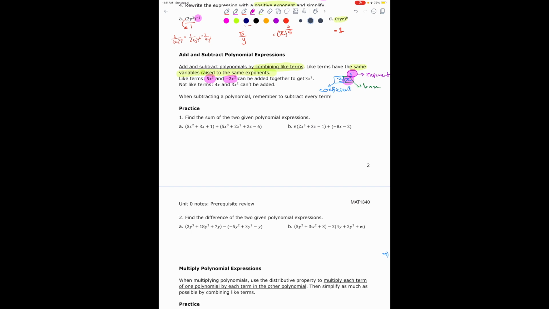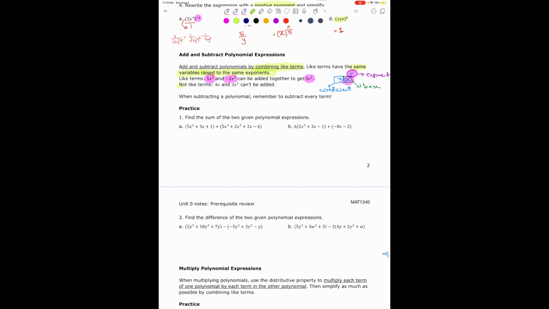So let's apply that here. If you have 5 apples and then you take away 2 apples, if you combine these together, you're going to get 3 apples. So 5 minus 2 is 3. And then the 3 represents an apple, so that is 3x squared if x squared represents an apple.